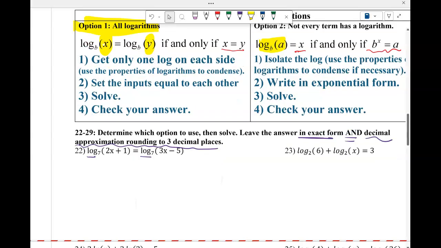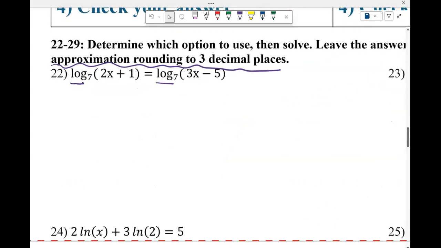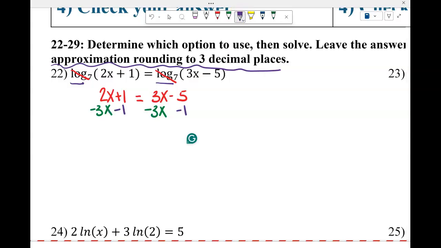Now, because we do have one log on each side, we can drop the log base 7, okay? Because it's an equation, this is equivalent. Then we are going to end up with 2x plus 1 equals 3x minus 5. We are going to solve this normally like you did in pre-algebra. You can move the 2x to the right side or 3x to the left. Most of us would probably move 3x to the left. At the same time, we're going to move the 1 to the other side. So those are going to cancel. We have negative x equals negative 6. Divide both sides by negative 1. X is going to be positive 6.